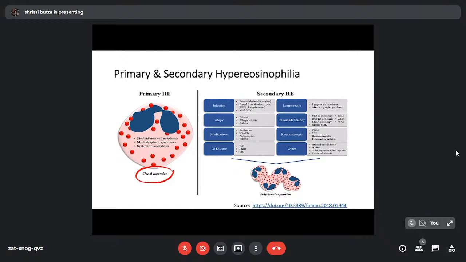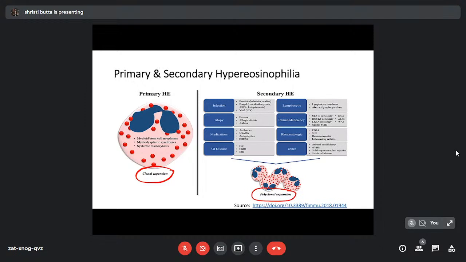Now, coming to the GI diseases like eosinophilic esophagitis, gastroenteritis, inflammatory bowel diseases, lymphocytic variant eosinophilia, we'll be going into that. Immunodeficiencies, rheumatological conditions, and others like adrenal insufficiency and graft versus host disease, solid organ transplantation, sickle cell anemia, etc. So they're all polyclonal, remember.